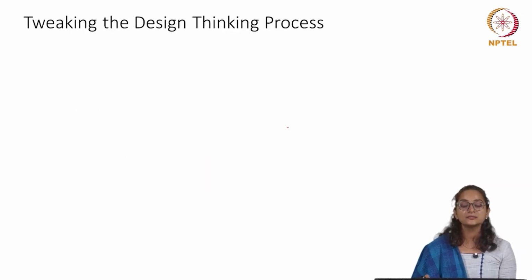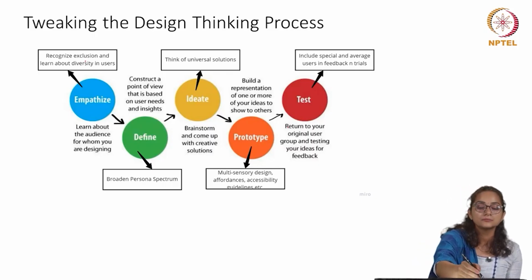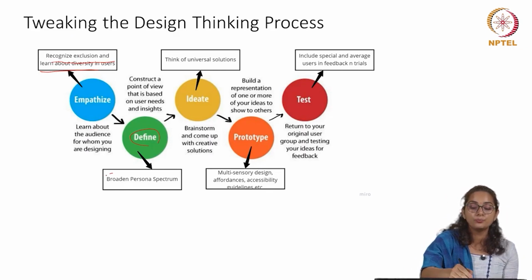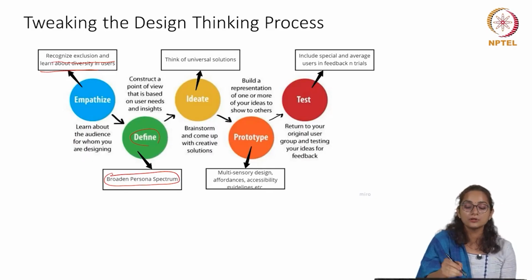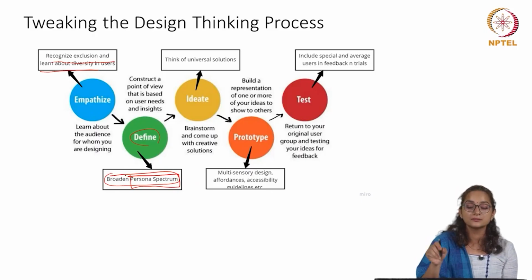So what we're trying to do is, now that we talked about the design thinking process, how we can tweak the process to make it more inclusive, to come up with better ideas which are more accessible in nature. So in each step, during empathize, if we try to recognize inclusion and learn about diversity with an intent, it would be useful. In the define phase, if we broaden the persona spectrum, we will talk about this word, persona spectrum, in the forthcoming lectures, and we'll come back to this diagram.